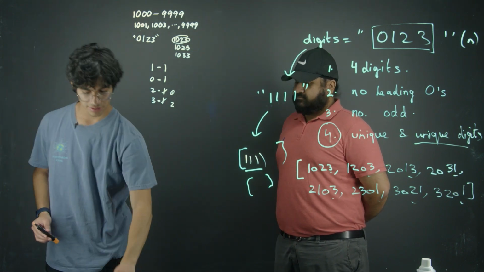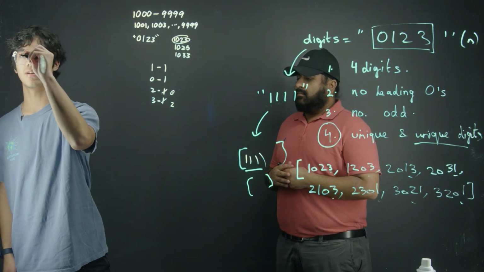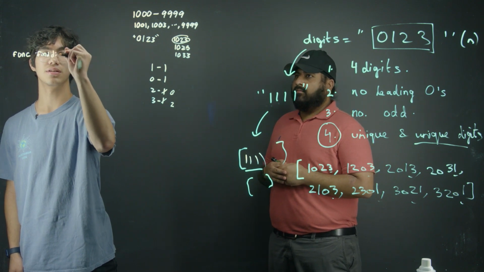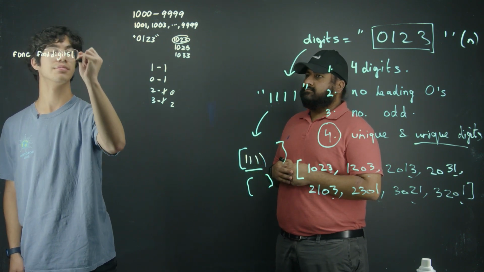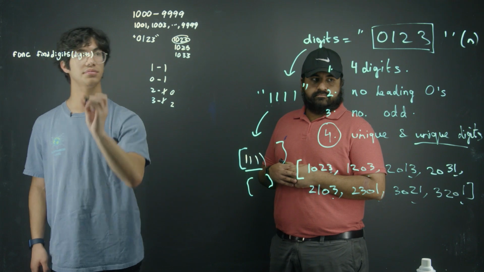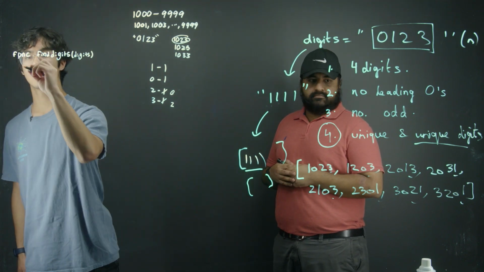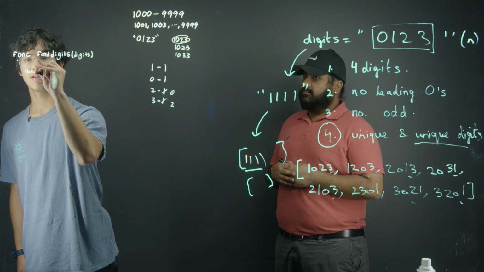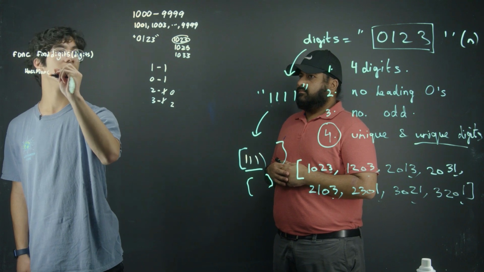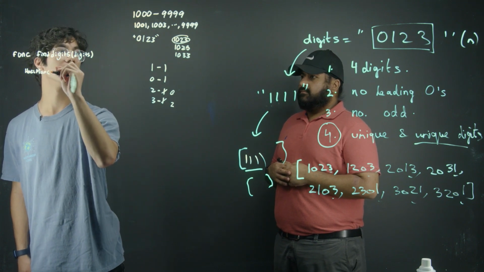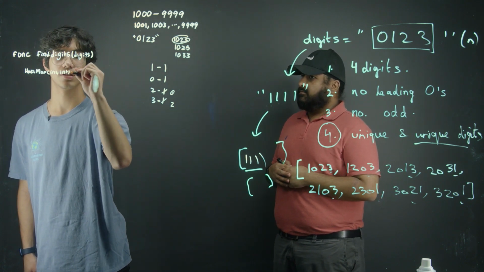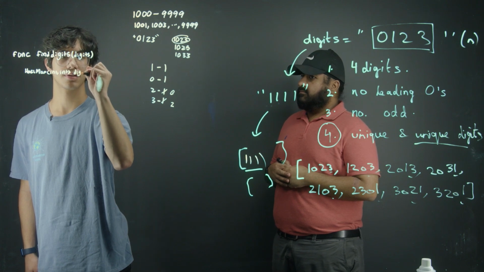And then I'll start. So here's the function. I'm just going to call it find digits. And then, yes, we're taking in digits. And like I said, we're going to have a hash map. So let's just call that hash map. And this is just going to be from int to int, and we're going to call this digits map.